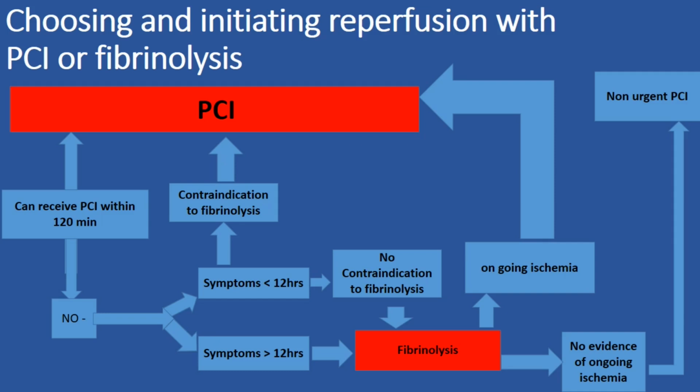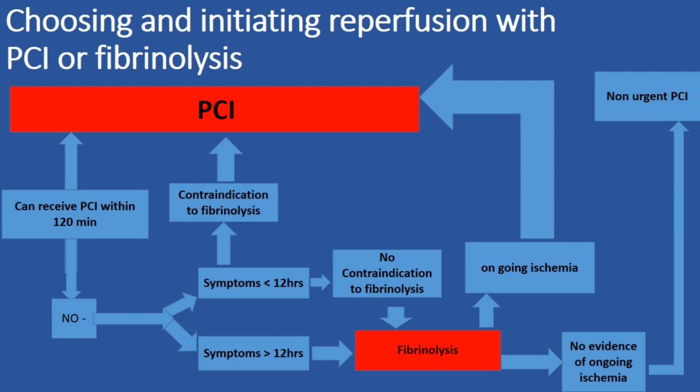But if the onset of symptoms is less than 12 hours, then you should consider whether there's any contraindication for fibrinolysis. If there's no contraindication, you can go for fibrinolysis. But if the patient has a contraindication for fibrinolysis, but the onset of symptoms is less than 12 hours, then go for PCI.